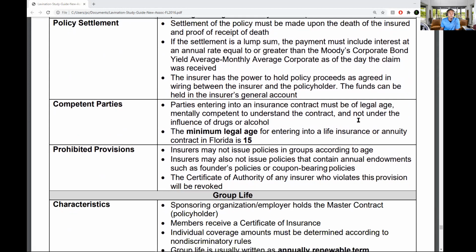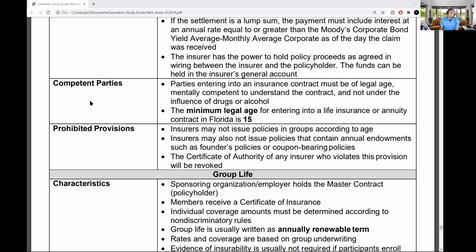An important aspect that we talk about is what we call competent parties. Those are the parties entering into the contract. The party to the insurance contract must be of legal age. So what does that mean, legal age? In order for somebody to be competent to enter into a contract in the state of Florida, they must be at least 15 years old. Remember that we talked about that in chapter 1. 15 years old.